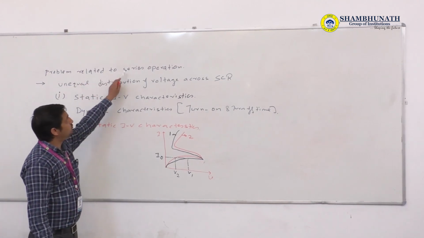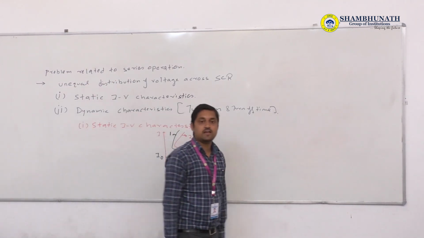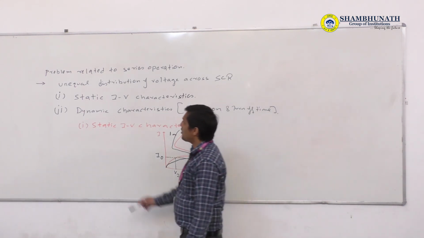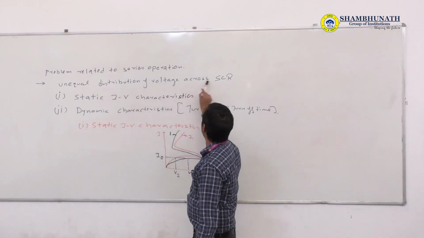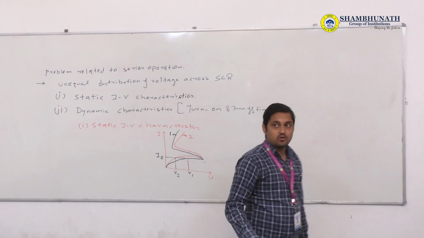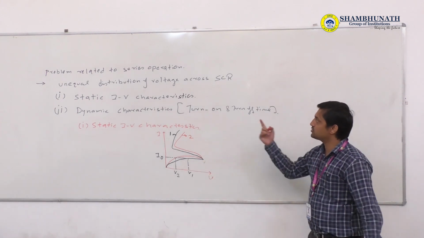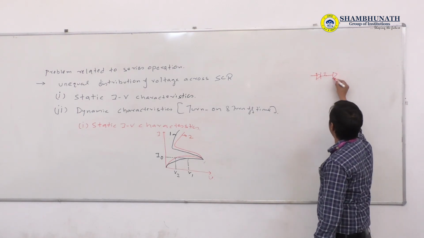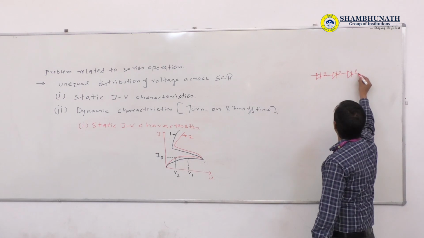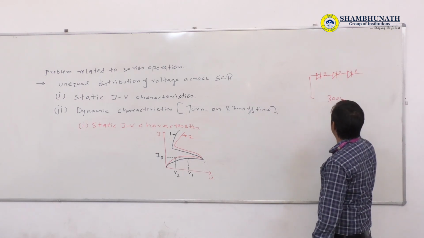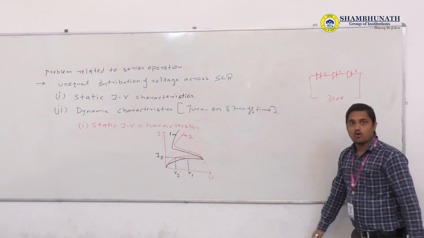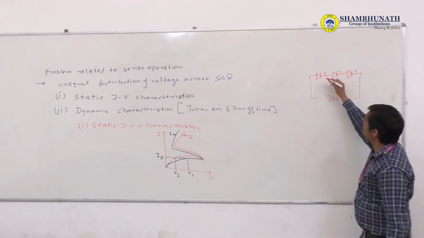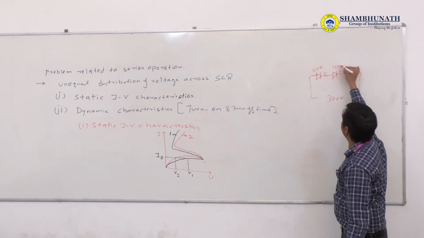The problem related to series operation. When several SCRs are connected in series in a system, there is a problem of unequal distribution of voltage across the SCRs. Suppose a similar set of SCRs are connected in series across a system that is 300 volts. Then for reliable operation, each SCR has to bear 100 volt.